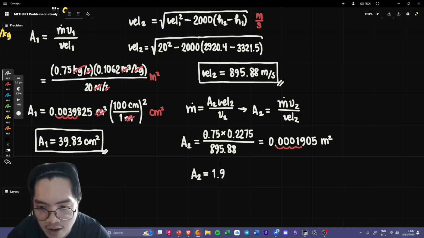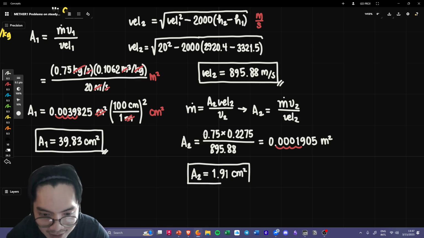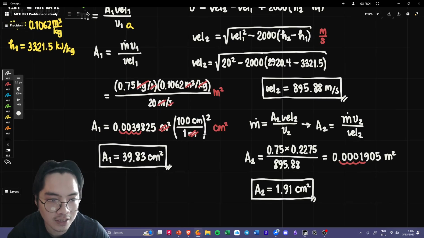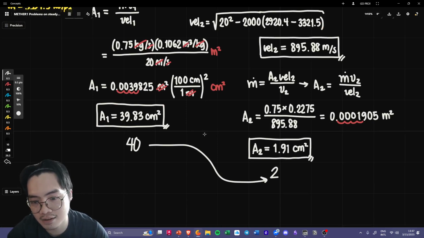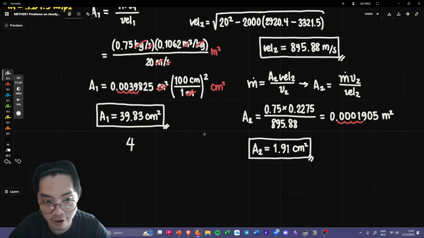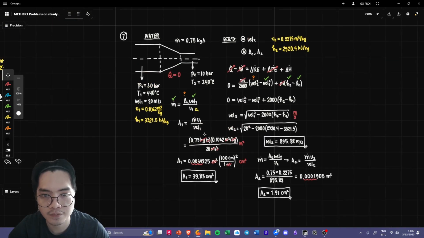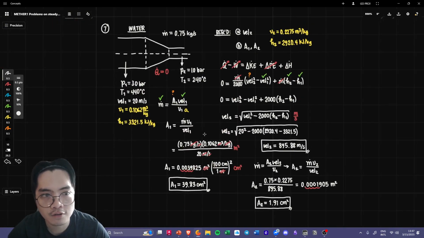That's scary. 1.905 or 1.91 is kind of good enough as well. So as you can see, right, the change in area is drastic. The change in area is drastic from about 40 to 2. That is a massive change in your area. There you go. That's your answer for number 7.